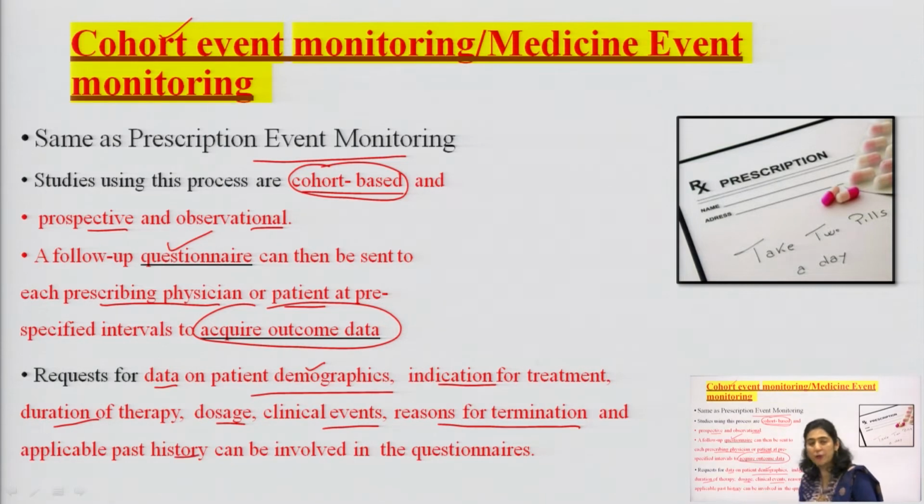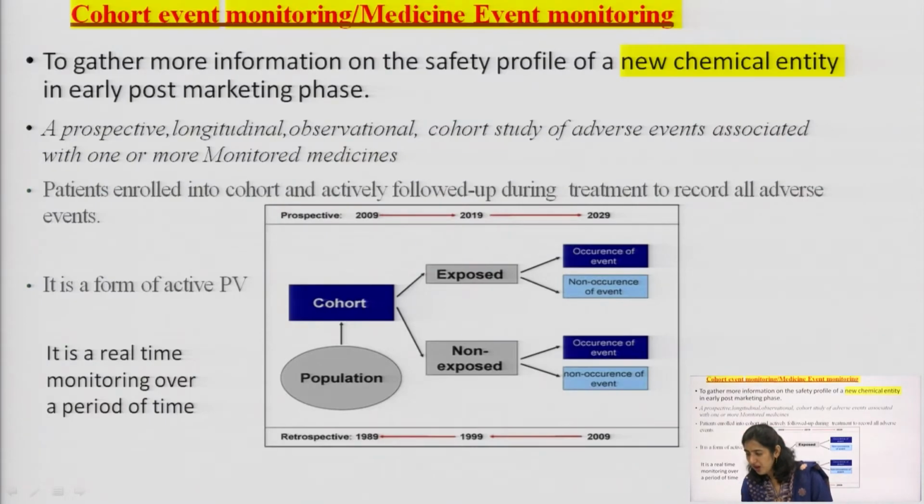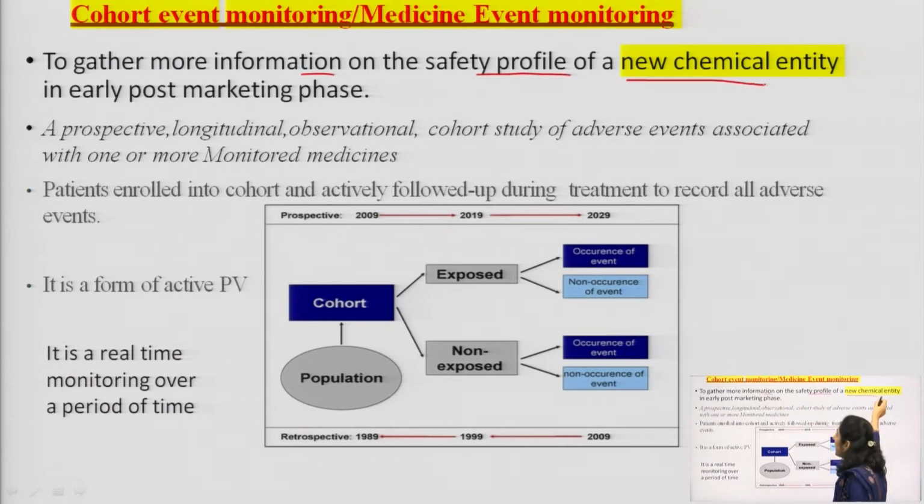All that can be involved in a questionnaire. Now, to gather more information on the safety profile of a new chemical moiety, this cohort event monitoring is done. So, it is a prospective, prospective मतलब इसका follow up किया जा रहा है with time. Longitudinal, this is called longitudinal.